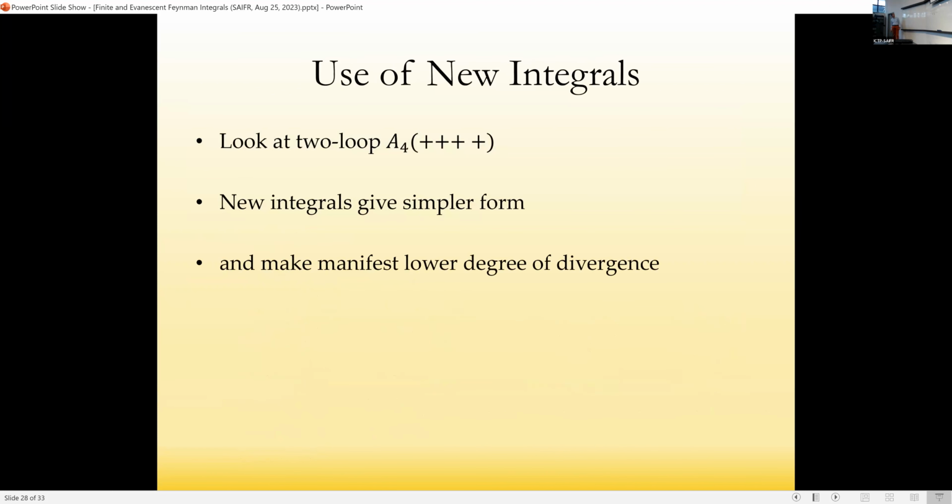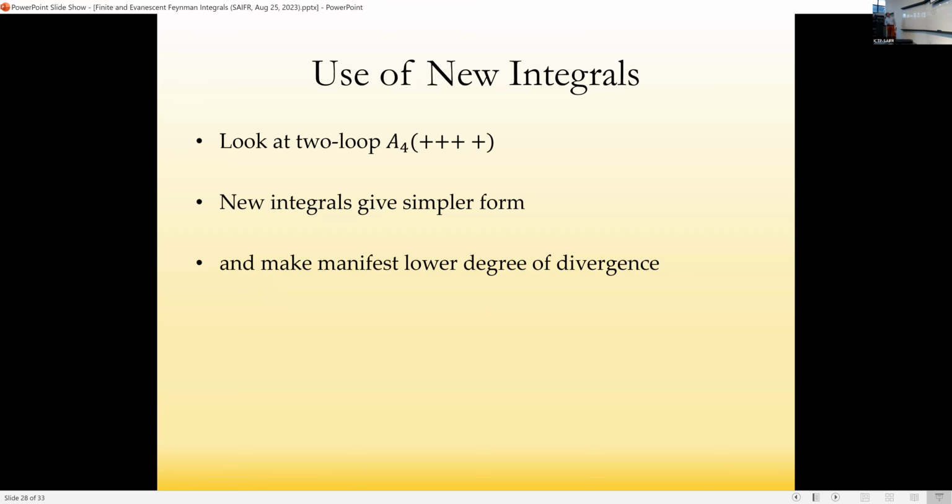Okay, so let's just see one example of the use of these new integrals and some of the hopes that we have. We're going to look at the very simplest two-loop amplitude. It's a four-gluon amplitude where all of the gluon helicities are positive. And because the tree-level amplitude vanishes, the one-loop amplitude for this helicity configuration is finite. And that means that, whereas in general a two-loop amplitude will have a one over epsilon to the fourth, the leading IR divergence here will be just a 1 over epsilon squared.